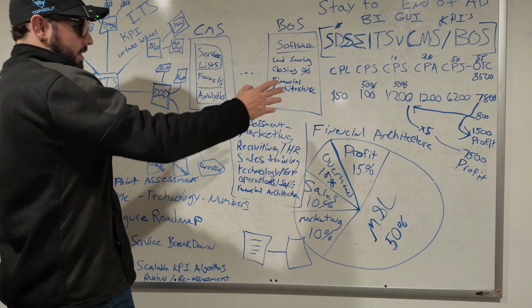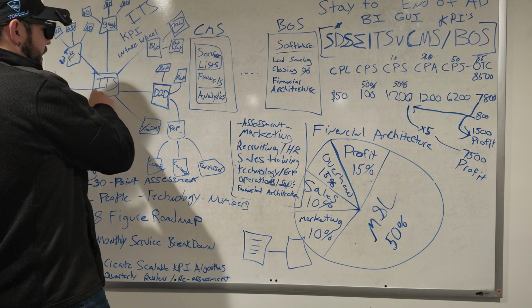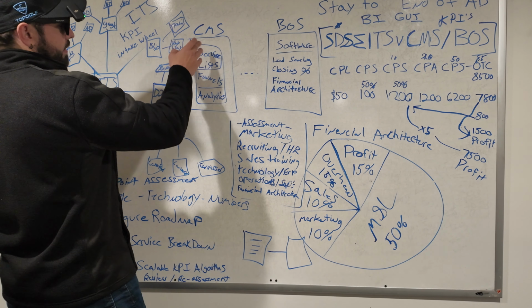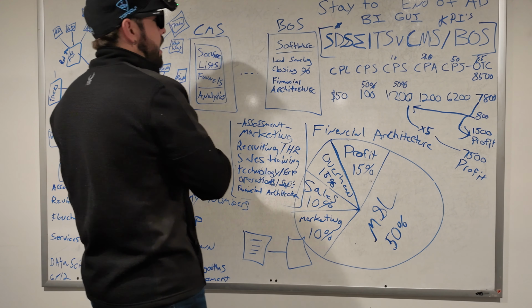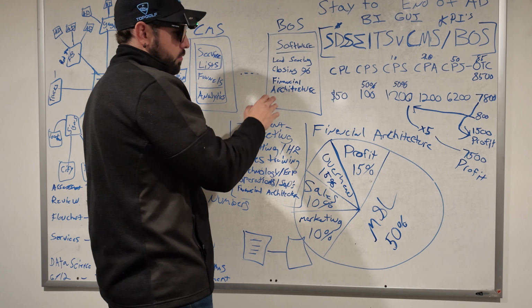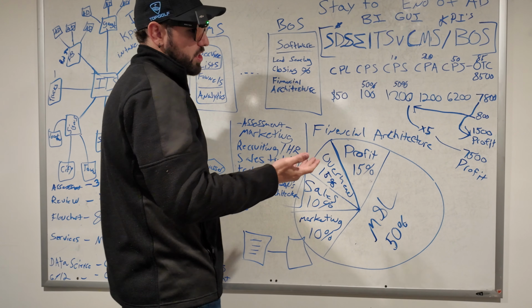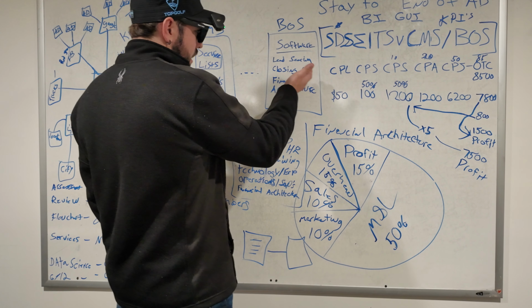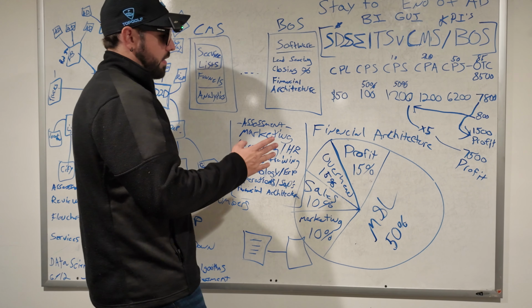By doing this, we can go through, right? You have your ITS, your inbound traffic sources, your content management system, which is all your marketing and stuff like that. Your business operations, which is the software you're using, which should analyze lead scoring, closing percentages, and the financial architecture of the business, and all of that.